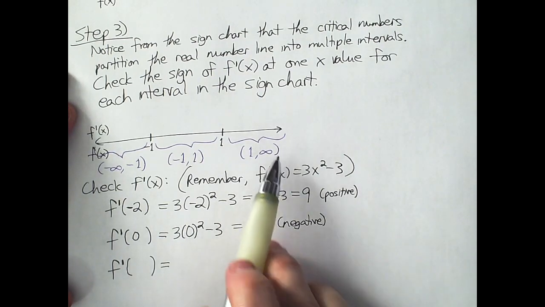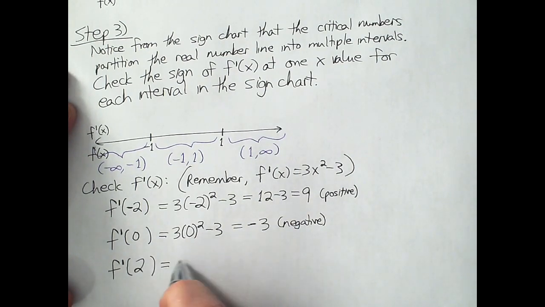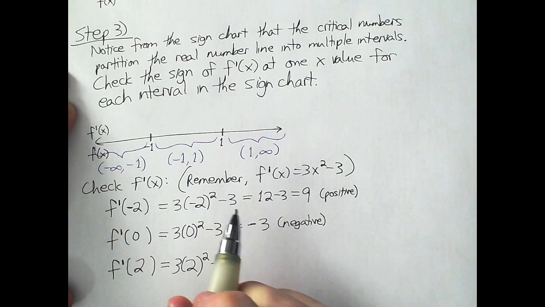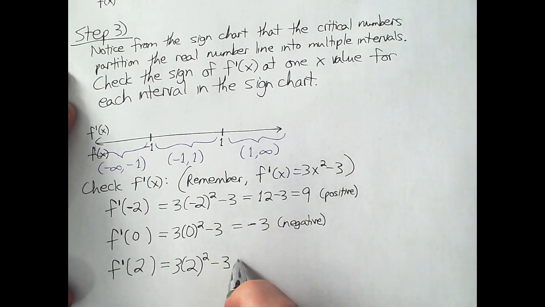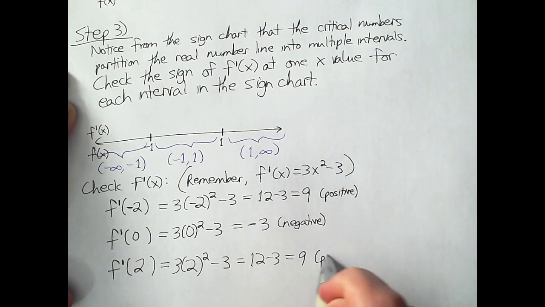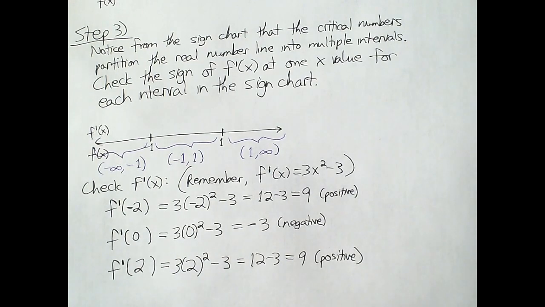And then finally, we need something from this third interval. It has to be greater than 1. I'm going to pick 2. I think that's the easiest number to work with here. If you pick something like 3, that's fine. Maybe you could pick something like 10, because it's easy to do 10 squared. 10 squared is 100. So, you know, there's other options. 3 times 2 squared. 2 squared is 4. 3 times 4 is 12. Minus 3 is 9. So it's positive again. Okay, I said there were going to be 4 steps. We just finished step 3.